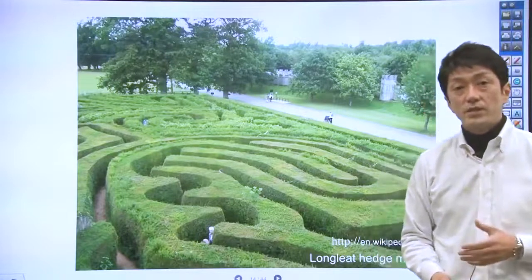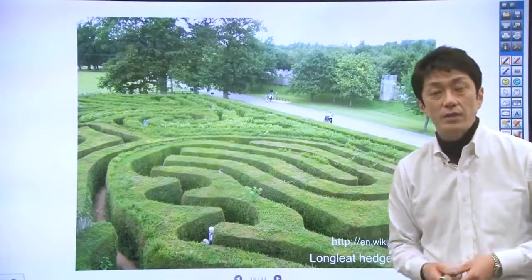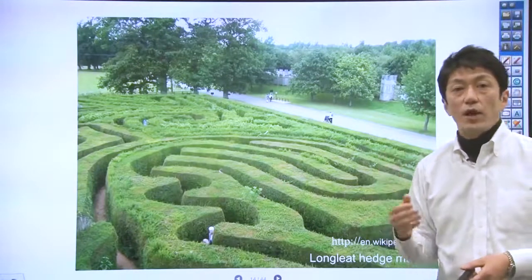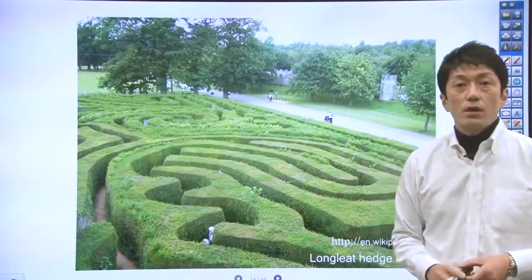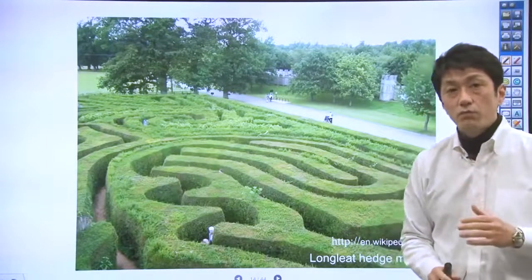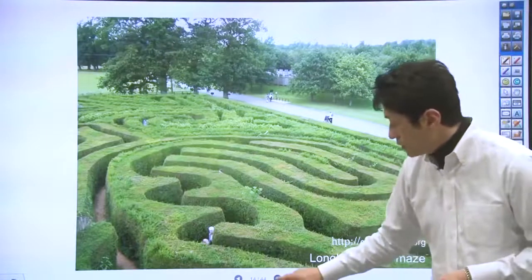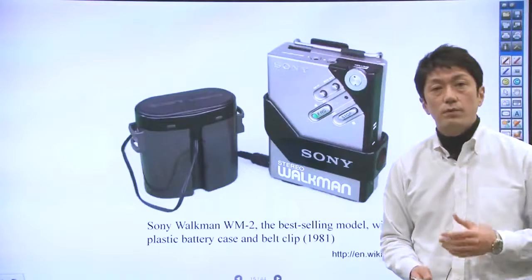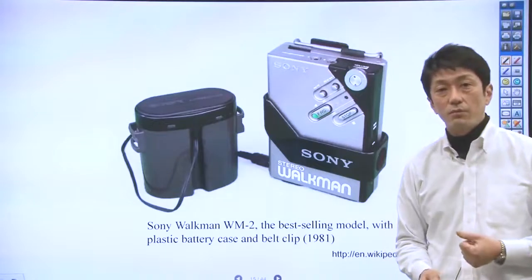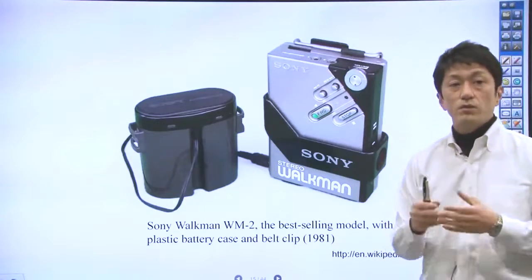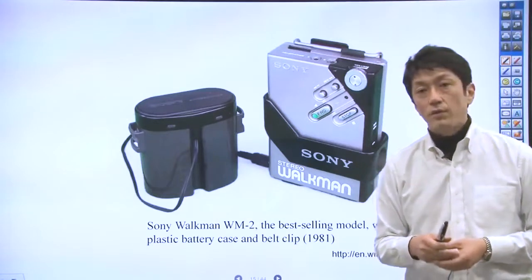A walk-through maze is built by magnifying a maze puzzle hundreds of times. The people enter the maze, finding a way out, or simply enjoying taking a walk. On the other hand, minification may change the ways in which things are used. For instance, the Sony Walkman portable cassette players had a huge effect on the lifestyles of young people in the 1980s. So they were able to carry their favorite music recordings wherever they went.